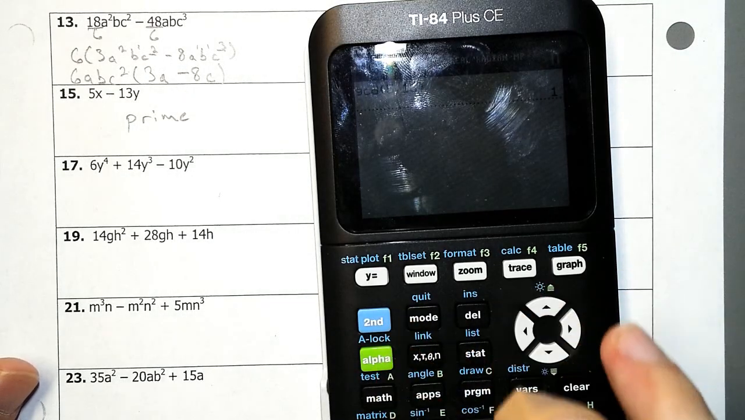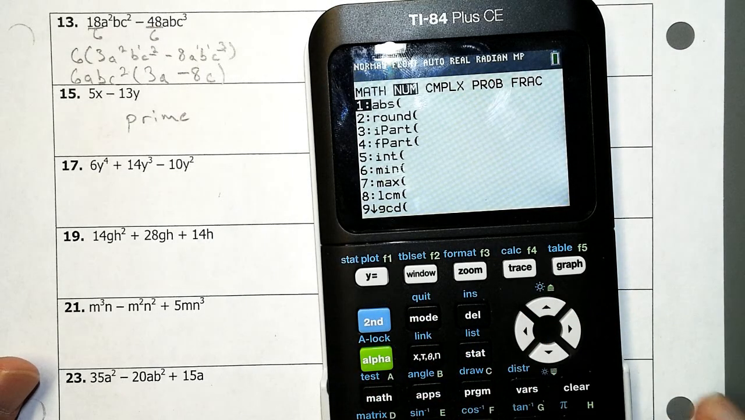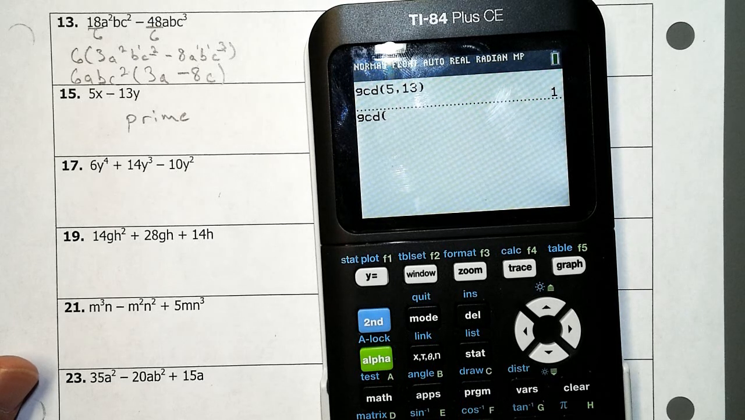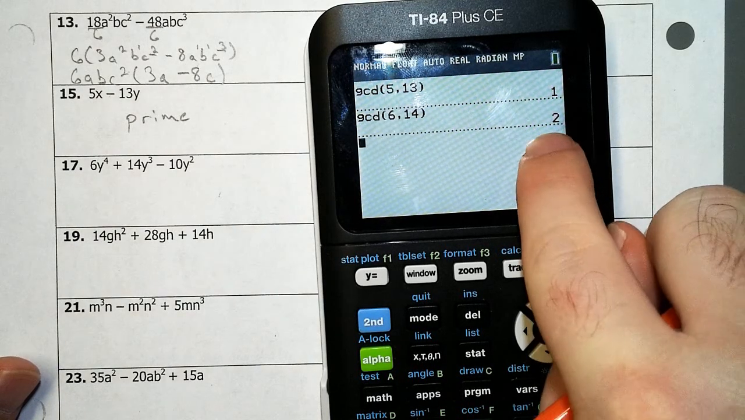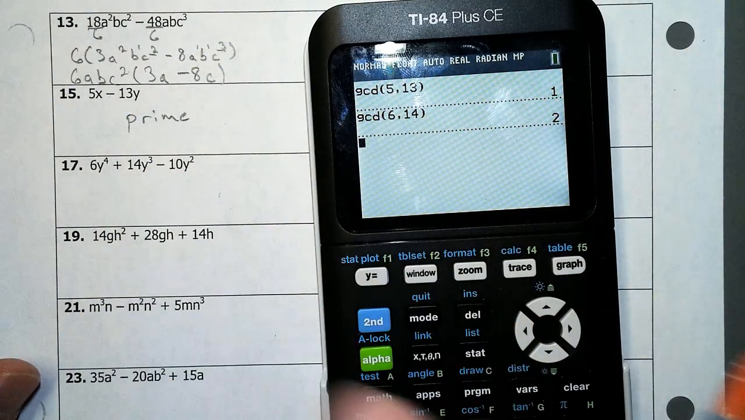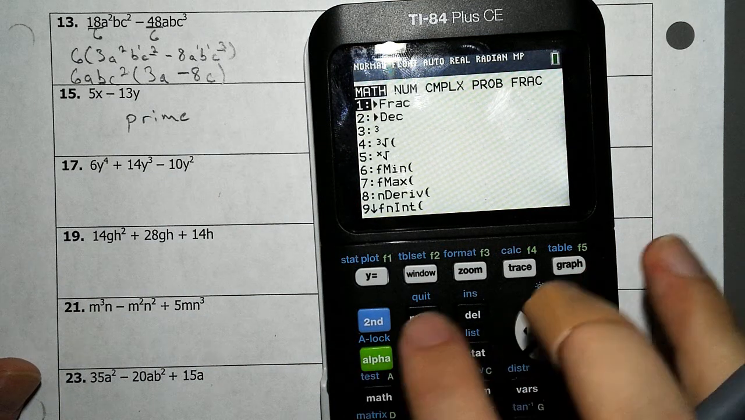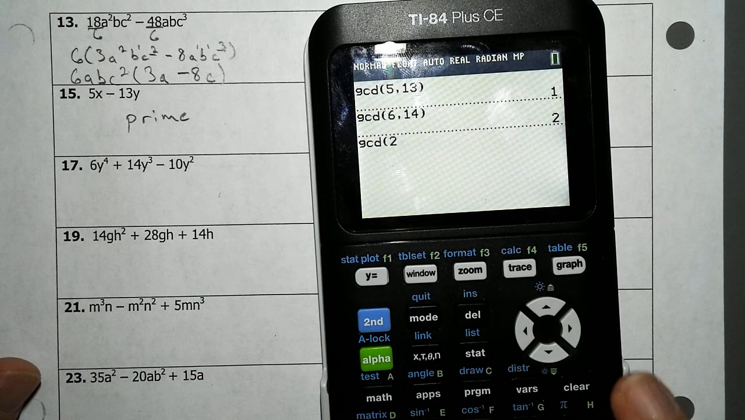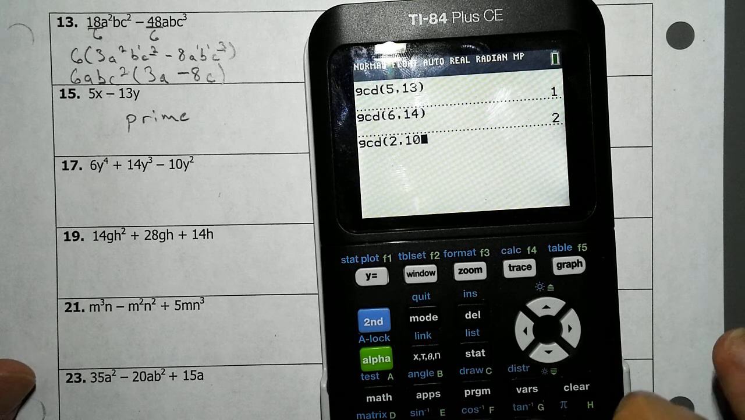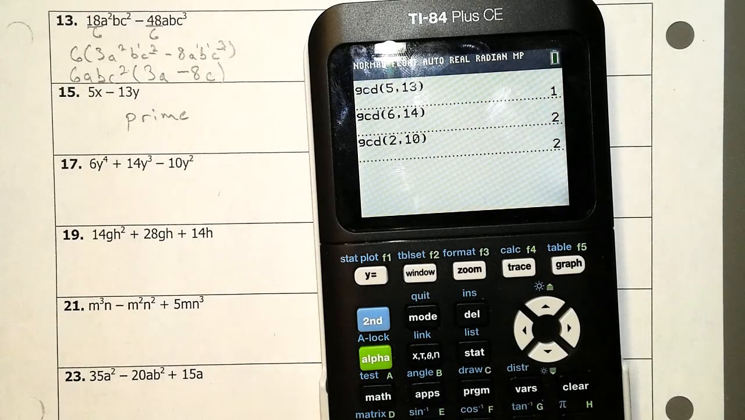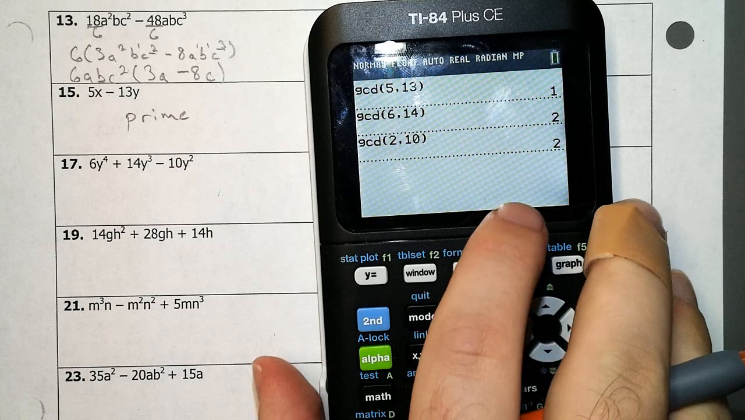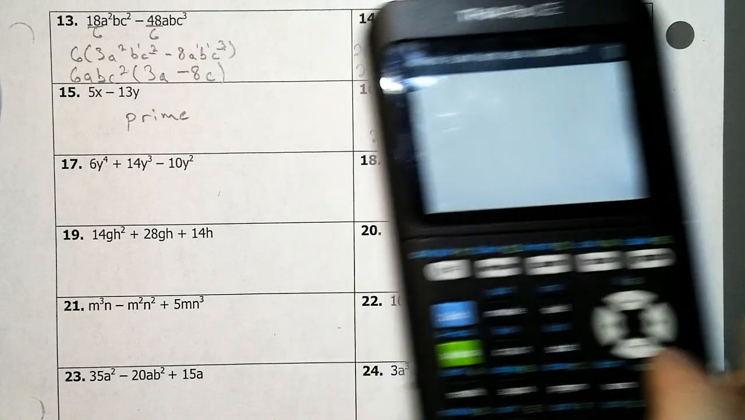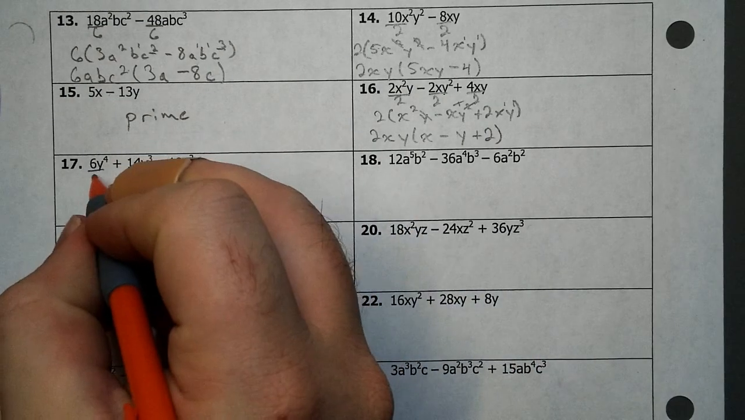Now, when you use GCD on your calculator, you can only do 2 numbers at a time. So 6, 14, and that gives me a GCD of 2. I'm going to use that number again with the last number I've got. So I'm going to use 2 and 10, and that will also give me a greatest common divisor of 2. So I can divide out 2 from everything.